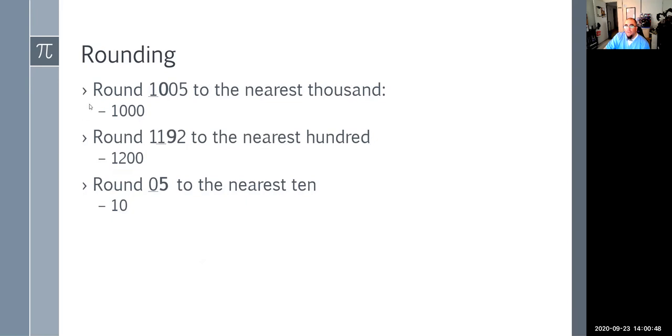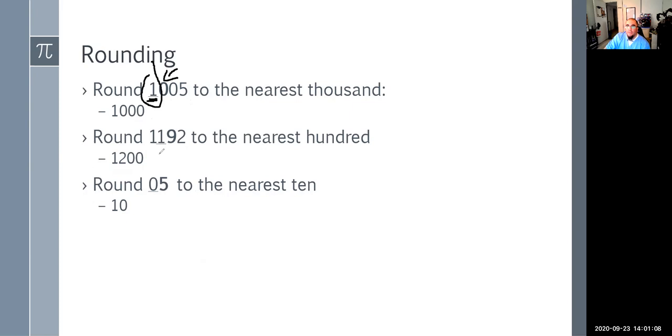So here we have rounding 1,005 to the nearest thousandth. So we look here, we're rounding to the nearest thousand. So that's the number we need to round to. This is our placeholder position. That's less than 5, so we round it down.